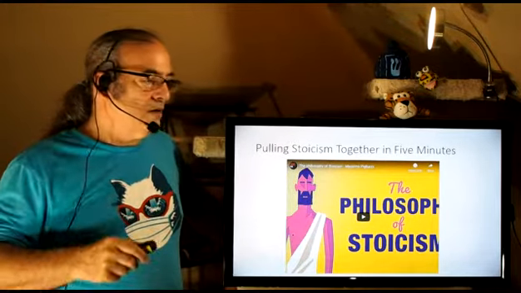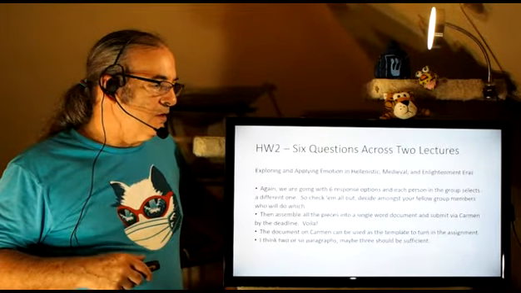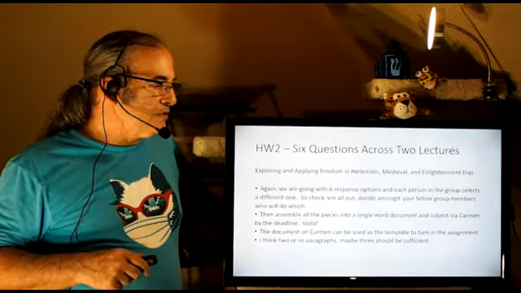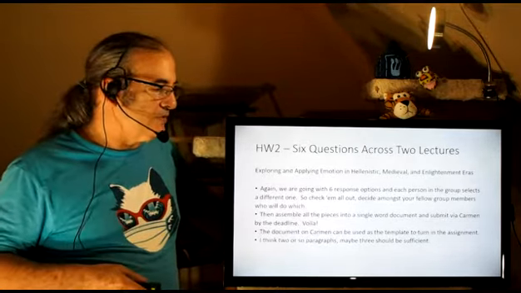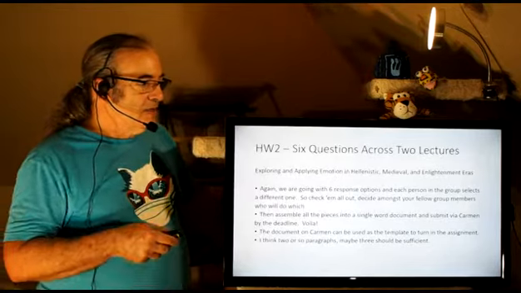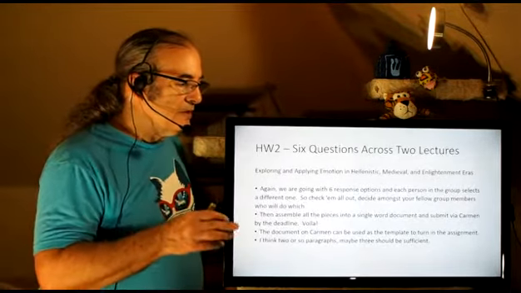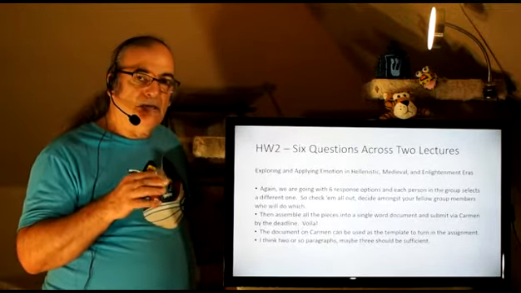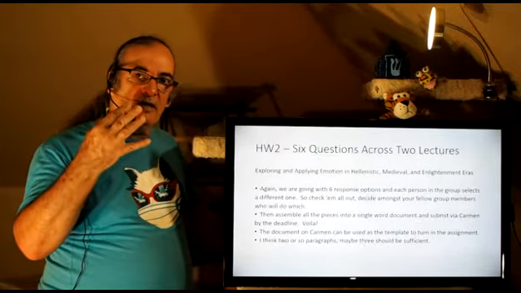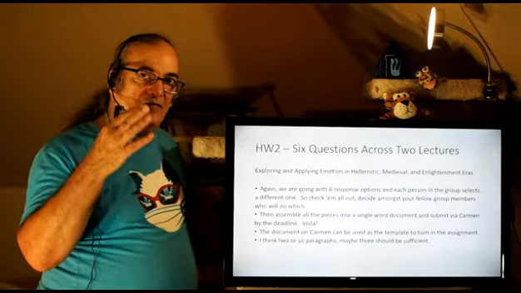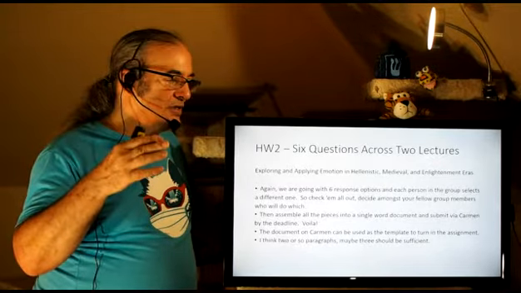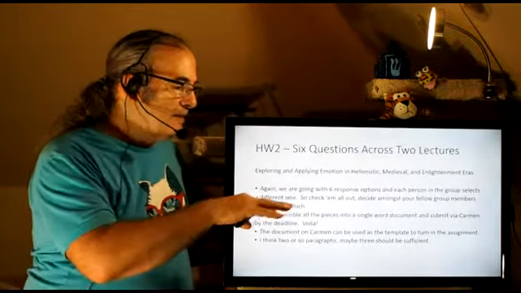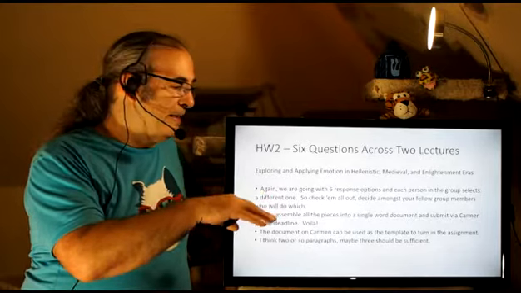But let's get ready for our homework here. And this is 6 questions across 2 lectures, and this is found in the module where you find these lectures, right? This is exploring and applying emotion in Hellenistic, medieval, Enlightenment eras. 6 people working together in teams, and you self-assign to teams. We can help more with that in our next office hours or meeting, if you're having trouble with it, or email me.